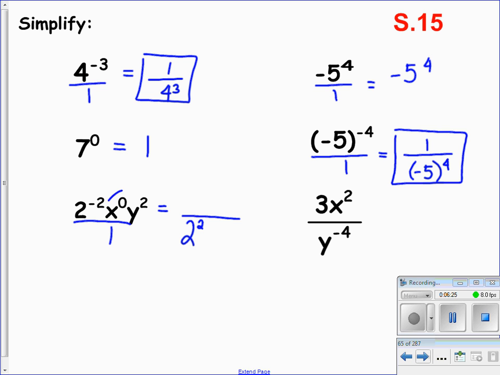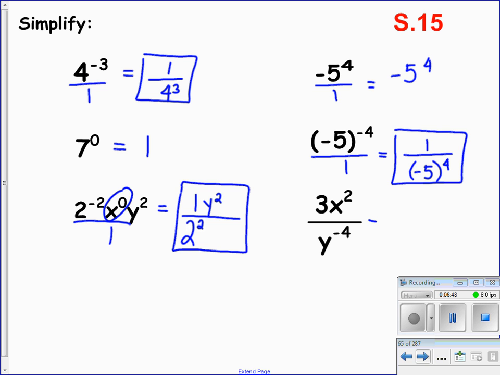X to the 0 power, anything to the 0 power is equivalent to 1. Y squared is currently in the numerator. The exponent is positive. He's fine. Leave him alone. So leave him in the numerator. And that would be my final answer. You could write it as y squared over 2 squared. You don't necessarily have to show the 1.